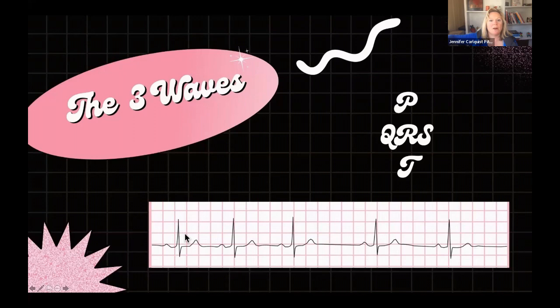We found our P, our Q, and our T. And the last thing I wanted to point out is when you're looking at these rhythms, how do you know if a rhythm is coming from the atrium? What's your guys' trick to know if a rhythm is coming from the atrium? How do we know a rhythm is coming from the atrium?